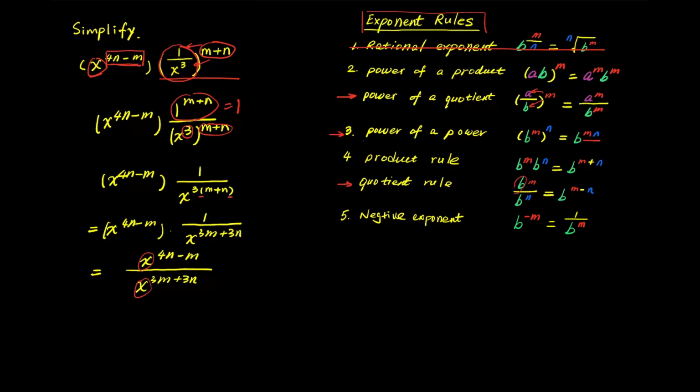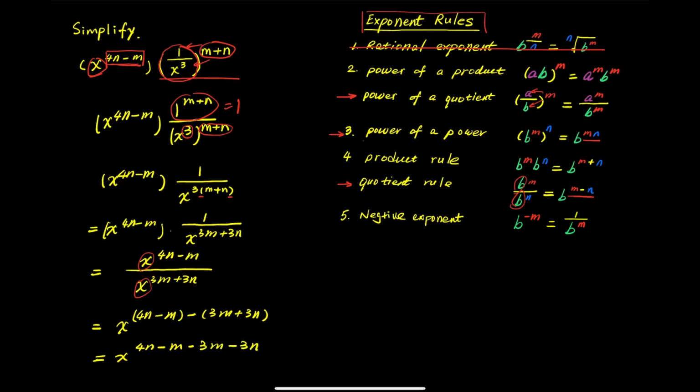When we divide terms with the same base, we can combine them by subtracting their exponents. So this gives us x to the power of 4n minus m, subtract the other exponent, which is 3m plus 3n. Let's simplify the terms in the bracket. We have x to the power of 4n minus m. If we remove the bracket, we have minus 3m minus 3n. Be careful with this negative sign. It needs to be applied to both the 3m and the 3n, so we have two negative signs here.